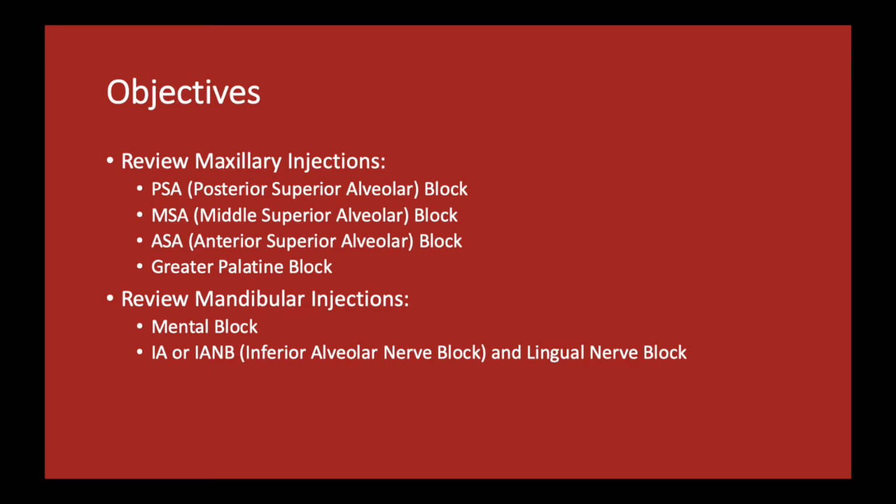Our objectives for today's technique review are as follows. First, we'll review the basic maxillary injection techniques, including the posterior superior alveolar nerve block, or PSA, the middle superior alveolar nerve block, or the MSA, the anterior superior alveolar nerve block, or ASA, and we'll finish off with the greater palatine block. We'll continue our review by looking at the mandibular injection techniques, specifically the mental, inferior alveolar, and lingual nerve blocks.